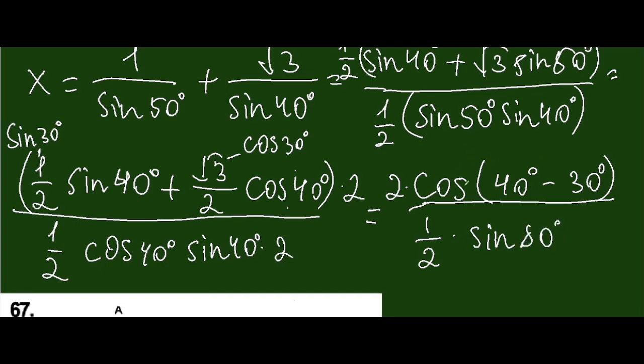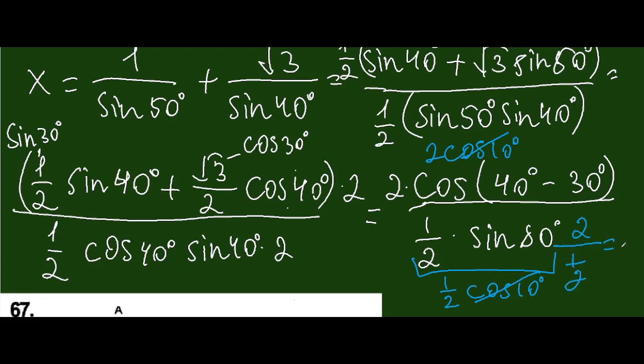As you can see, in the numerator we have 2 cosine 10 degrees here, and in the denominator we know that sine 80 degrees will give us 1 over 2 cosine 10 degrees again, because 80 degrees is 90 degrees minus 10 degrees, and we can just cancel these two expressions. And we'll get that 2 over 1 over 2, and this will give us 4.